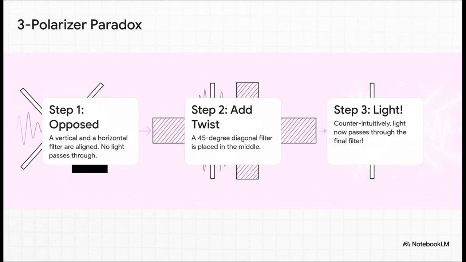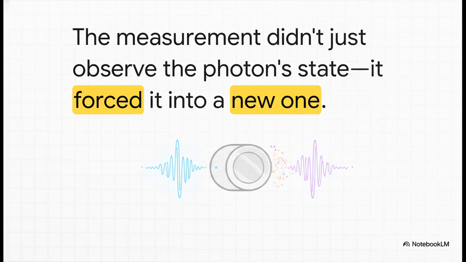Well, that middle filter acts as a measurement. It forces the photons into a new diagonal state. And because they are now diagonal, some of them have a horizontal component, which allows them to sneak through that final filter. And this is the whole point. That diagonal filter didn't just passively watch the photons go by. It actively participated. It forced them to answer the question, hey, are you diagonal? And by the very act of answering, they became diagonal.